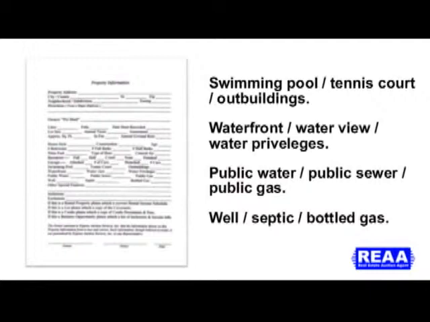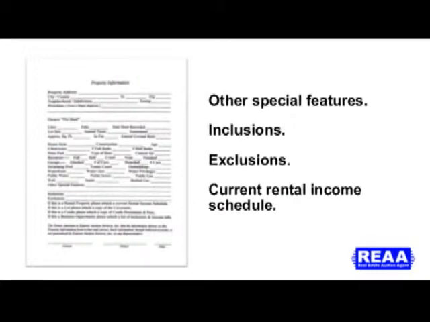You need to know whether it's right on the water, how deep is the tide, mean low tide at the pier or at the ground itself, whether it's a water view or if it's in a community where it's water privileged and that they have access or if they need to join a club. Public water or whether it's public sewer, public gas or whether it's well or septic. Bottled gas, which has to do with the heating or running the gas stove or things of that nature. Any other special features the property may have.